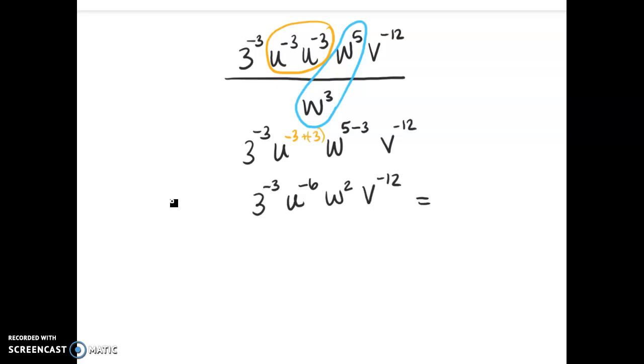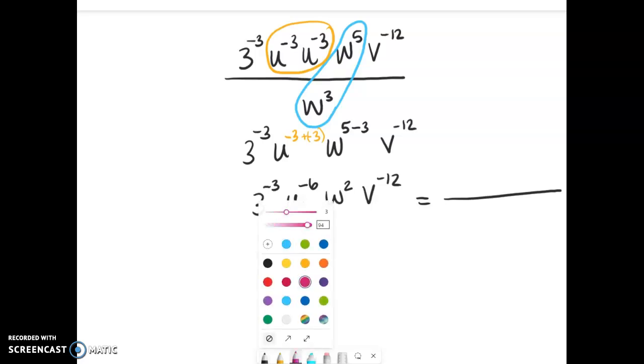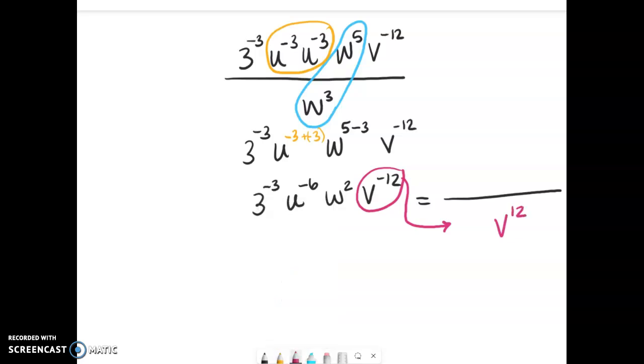And now, lastly, I'm going to work on getting rid of those negative exponents. Remember, the negative exponents move to the opposite location. So the v to the negative 12 is going to move to the denominator, and it stays the same, except now it's going to be v to the positive 12. The w is the only one that's positive, so that's the only one that's going to stay up here. We've got u to the negative 6. That's going to move to the denominator and become u to the positive 6.